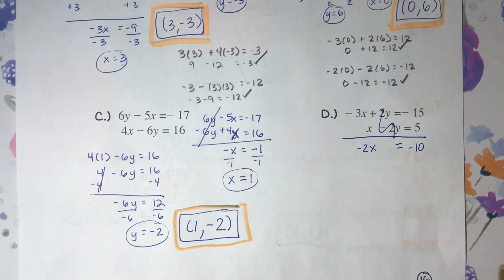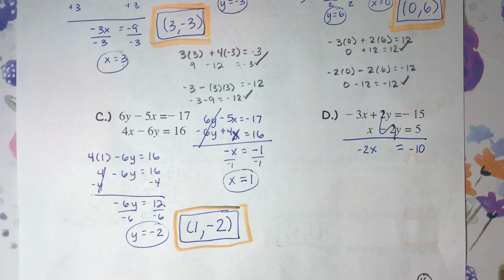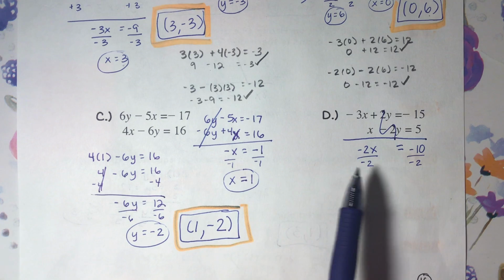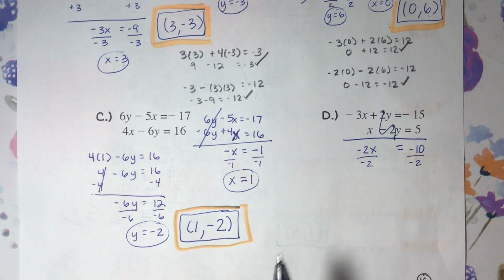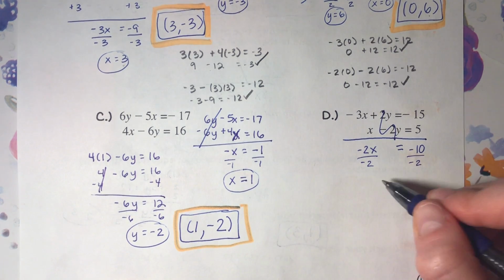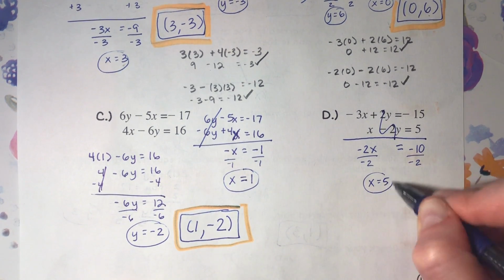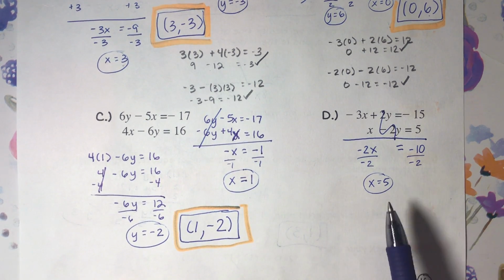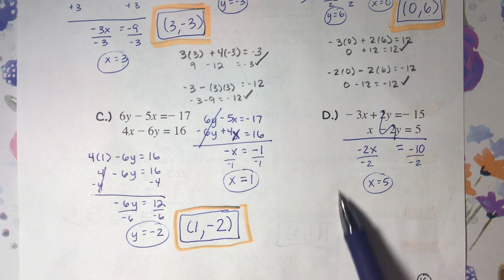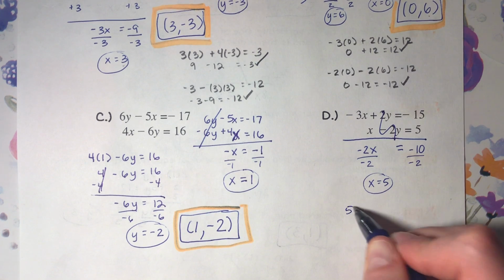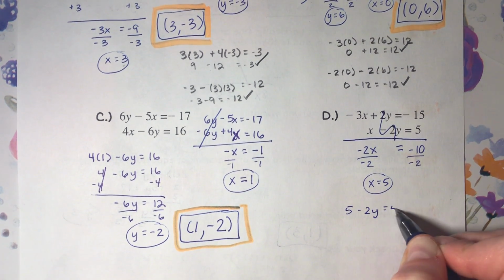Now I want to isolate the x. Sometimes people say to add 2. You do not add 2 here. You're going to divide by negative 2 because when a number is next to a letter, it means multiplication. And to get rid of multiplication, we divide. So this is going to get me x is equal to positive 5. I'm going to take this x equals positive 5 and substitute it back up here into this bottom equation. So this is 5 minus 2y is equal to 5.